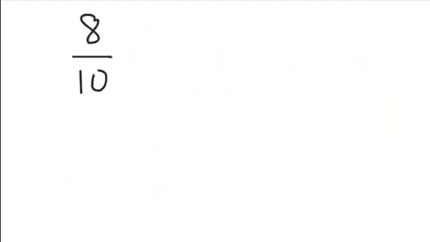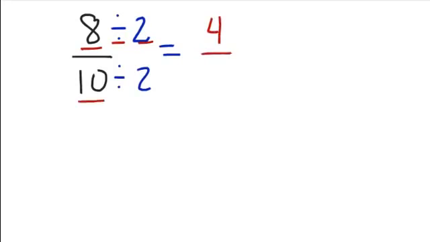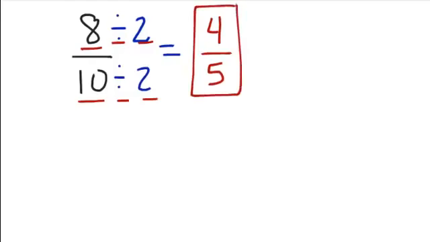So in order to put 8 tenths in simplest form, we have to divide both the numerator and the denominator by the greatest common factor. And I happen to know that the greatest common factor between these two numbers is 2, because 2 is the greatest number that I can think of that goes into both 8 and 10. So after I divide, I'm going to get 8 divided by 2, that gives me 4, and 10 divided by 2 gives me 5. And here is my answer in simplest form, 4/5.